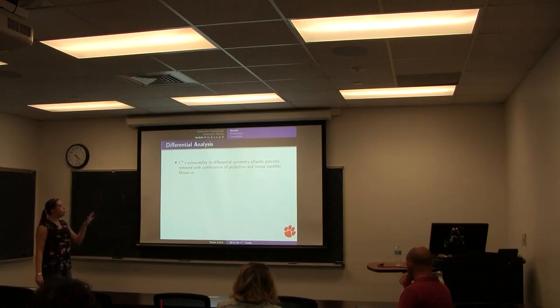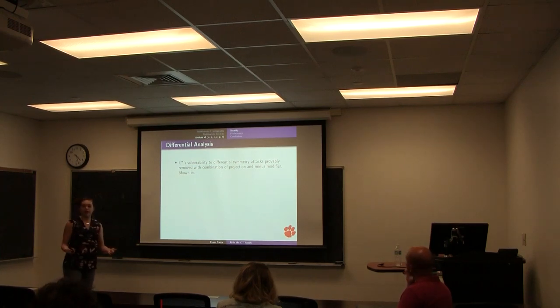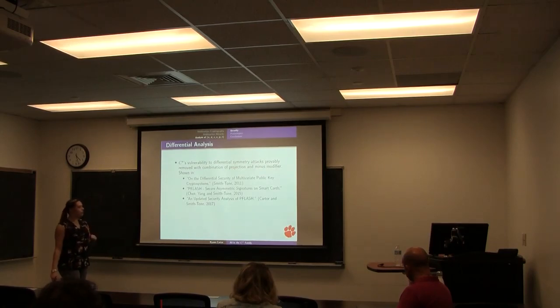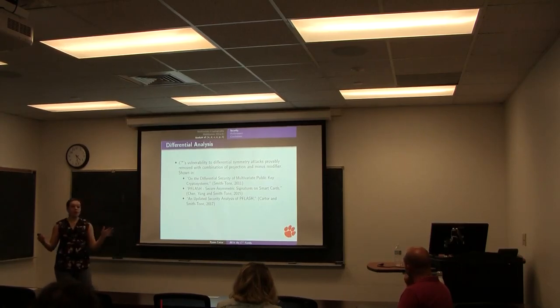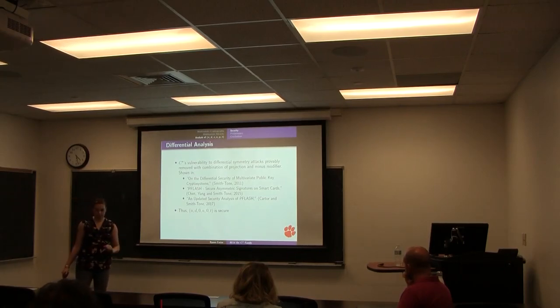All right, so C*'s vulnerability to these differential symmetry attacks is provably removed when we have both a projection and a minus modifier, which is shown in all of these papers. So we have On the Differential Security of Multivariate Public Key Cryptosystems, PFLASH: Secure Asymmetric Signatures on Smart Cards, and an Updated Security Analysis of PFLASH. So if we have both projection and minus, we know that at this point we don't have any differential symmetry attacks that will be effective. All right, so that tells us that ND 0A 0T is secure.